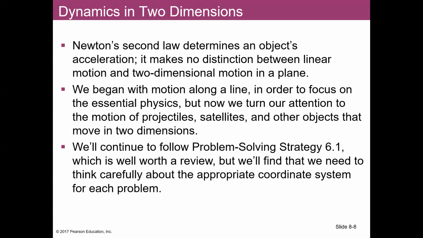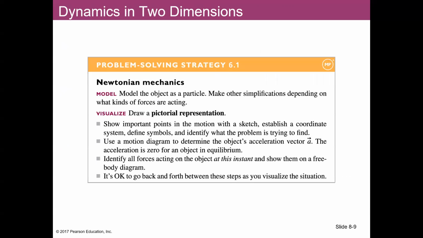Now we're going to hold fast to that vector symbol on the acceleration, because we might be dealing with problems with accelerations in both directions. So what's the strategy when dealing with problems like this? Well, you sum Newton's laws and you do just like you would, show the important points in the motion. So this is Model 6.1, a review from Chapter 6 on Newtonian mechanics and the problem.